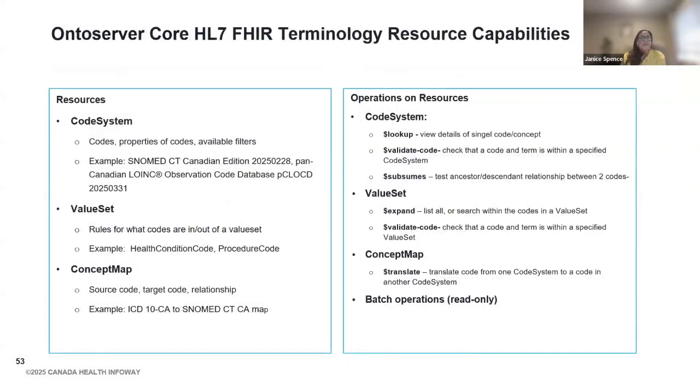So this is going a little bit deeper into the resources and operations for the FHIR terminology resource capabilities it offers. I won't go into all of them, but the key ones I think as a takeaway are value sets and code systems. And for code systems, we're talking about, for example, SNOMED CT and LOINC, and value sets are all the pan-Canadian value sets that we publish that support applications like the patient summaries and the Canadian core data for interoperability.